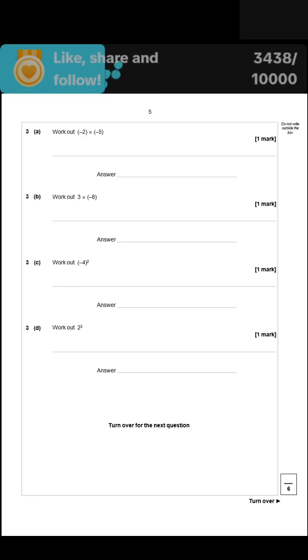Question 3. So back to you guys for this one. So it says work out -2 times by -5. So answers in the comment section.